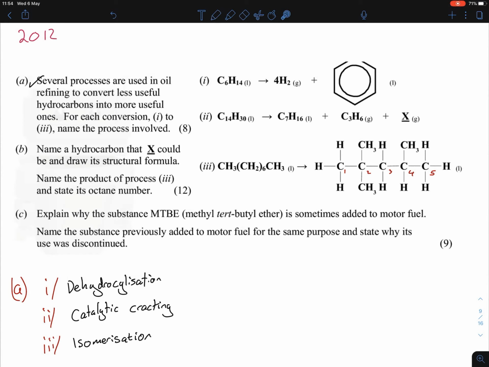C. Explain why the substance MTBE is sometimes added to motor fuel, and the reason for that, guys, is to increase the octane number. And then name the substance previously added to motor fuel for the same purpose and state why its use was discontinued. Okay, so that substance there, guys, was, sorry, not petrol, it was lead. Lead was added to petrol.